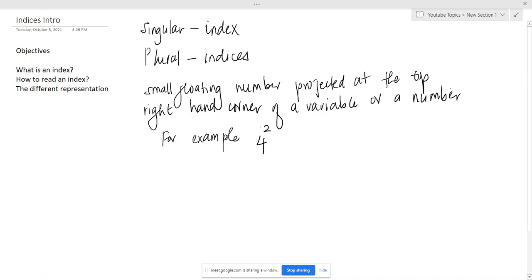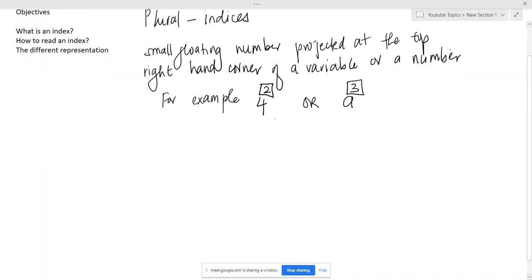All right, so this small floating number can be a variable too, but at this level, we're just going to be focusing on numbers. But it's just that small floating number at the top right-hand corner of a number or variable. Could be, say, for example, a cube or a. All right, and what an index is really indicating is the number of times you're multiplying a value by itself. All right, so it indicates the number of times you multiply a value by itself.